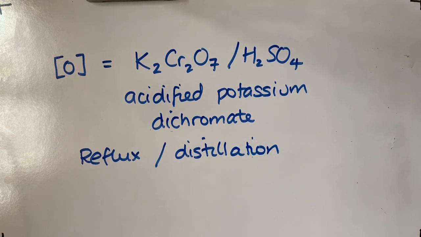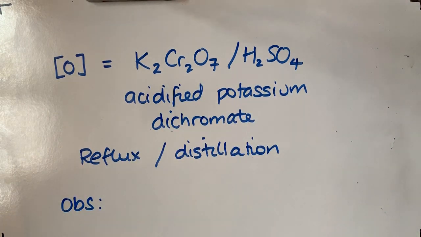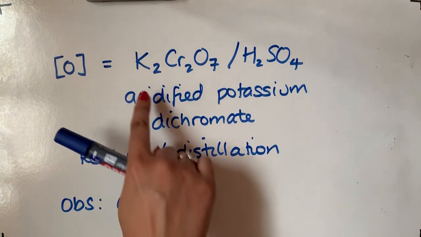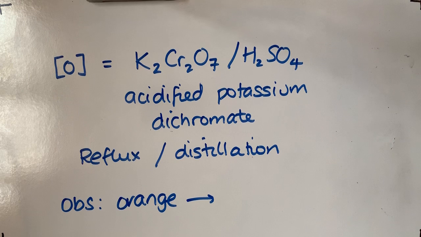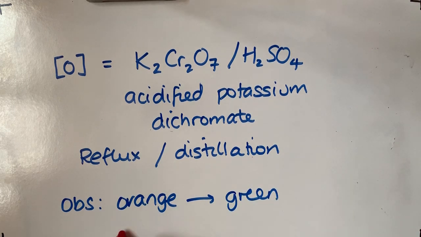If the oxidation does occur, you will also observe a colour change. Potassium dichromate is an orange colour. And once the potassium dichromate itself is reduced, it actually gives a green colour. So the observation that you should see if the oxidation does occur is a colour change from orange to green.